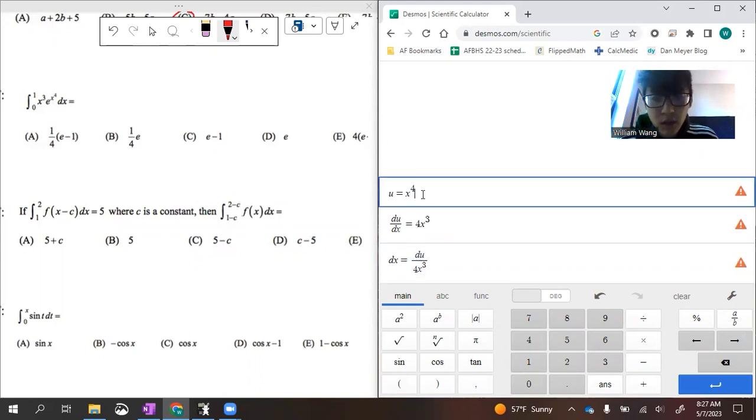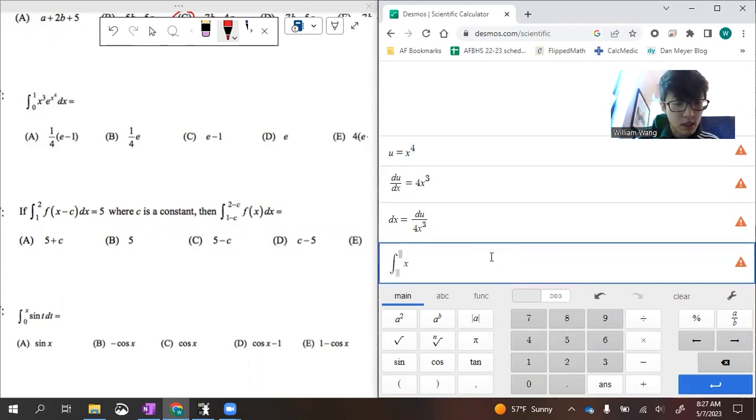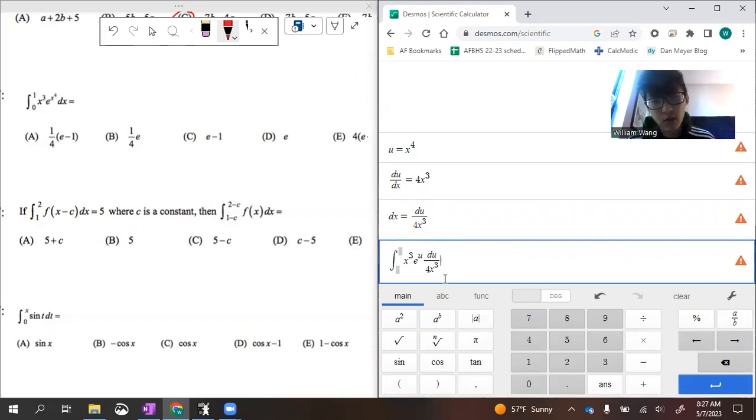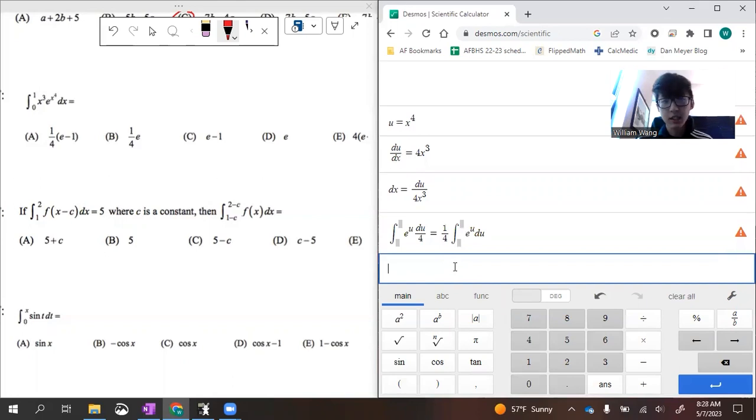So this derivative allows me to cancel out this x cubed. My integral is of x cubed, and I'm replacing everything: e to the u. Instead of dx, dx is equal to du over 4x cubed. That's great because this x cubed and this x cubed cancel out. So when I do my u sub, I end up with 1/4 integral of e to the u du.